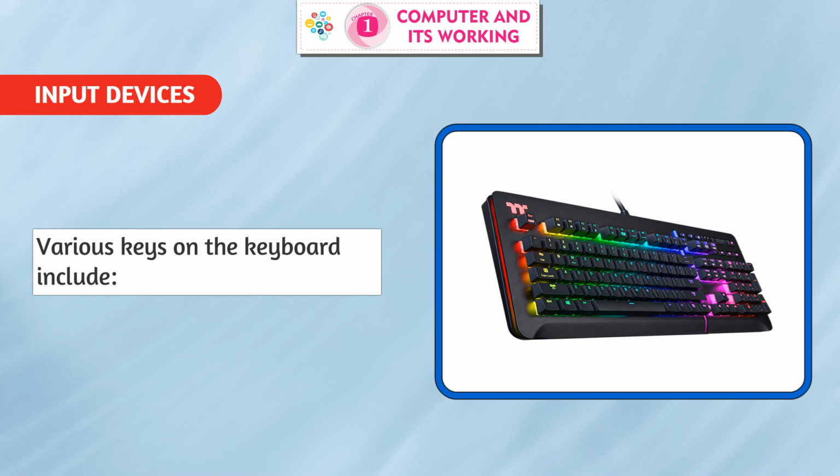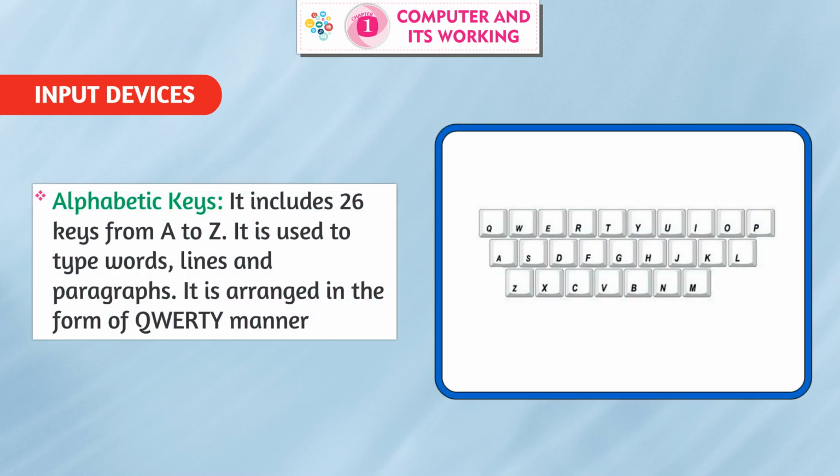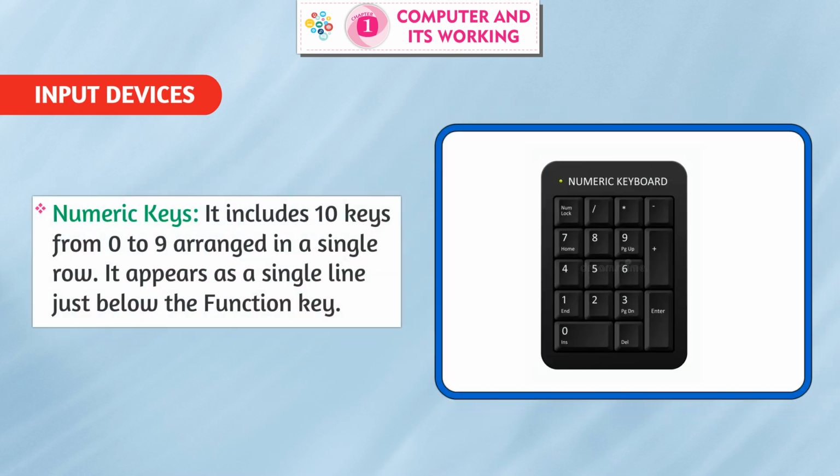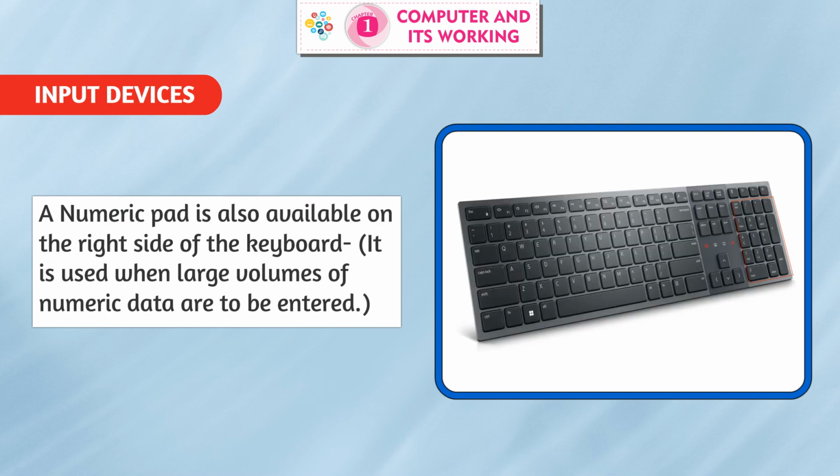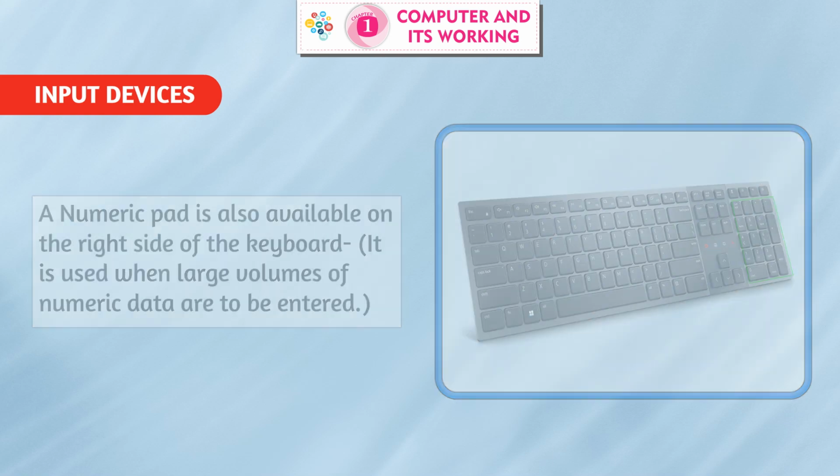Various keys on the keyboard include alphabetic keys. It includes 26 keys from A to Z. It is used to type words, lines, and paragraphs. It is arranged in the QWERTY manner. Numeric keys. It includes 10 keys from 0 to 9 arranged in a single row. It appears as a single line just below the function keys. A numeric pad is also available on the right side of the keyboard. It is used when large volumes of numeric data are to be entered.